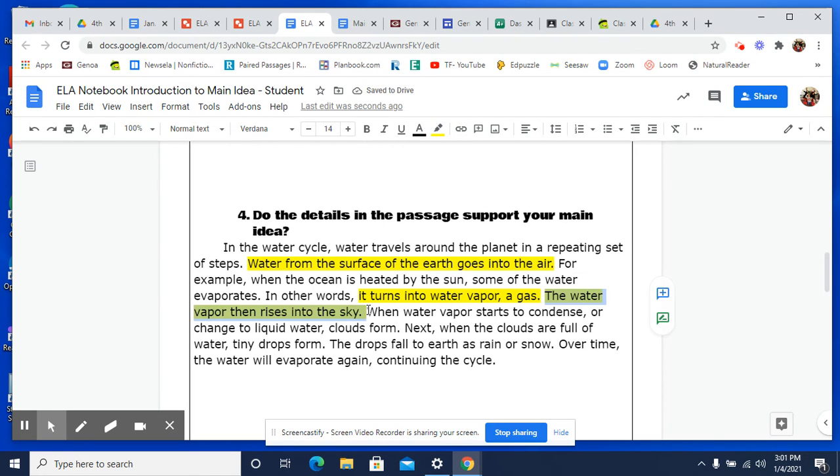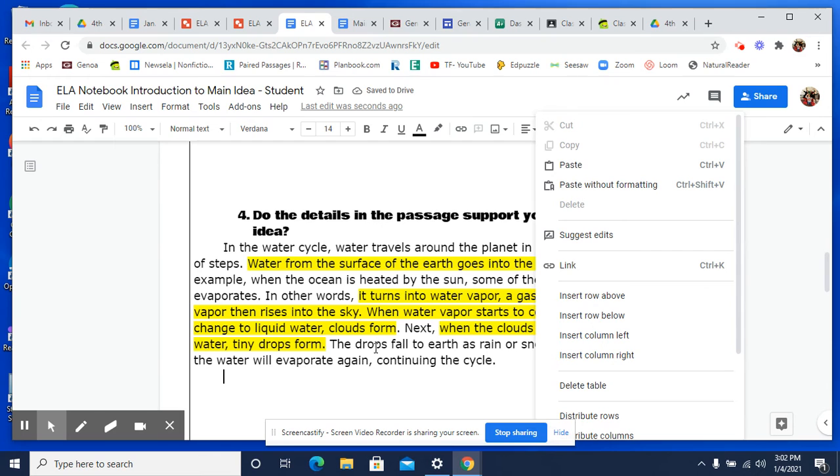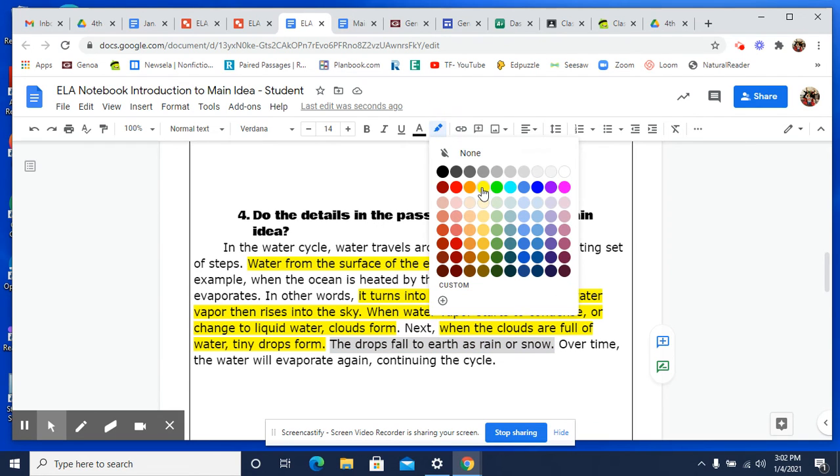What happens next? Well, it's going to condense. So I want to do this. When water vapor starts to condense or change to liquid form, clouds form. So we have to make sure we get all of our steps in the water cycle. And then when the clouds are full, well, they form the tiny drops. So I'm going to highlight that. And then finally, the drops fall to the earth as rain or snow. And that is also.